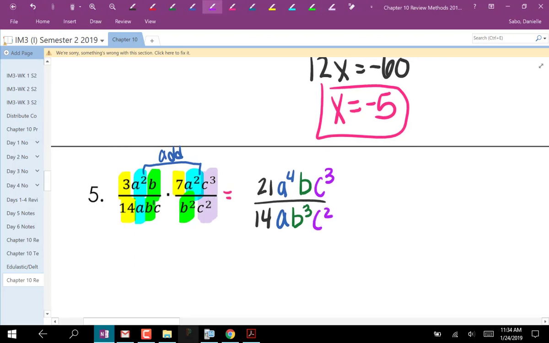And now we can simplify. Once we get to here, we can simplify. 21 and 14, what number goes into both of them? Higher. What number goes into 21 and 14? What'd you say? Close, actually.